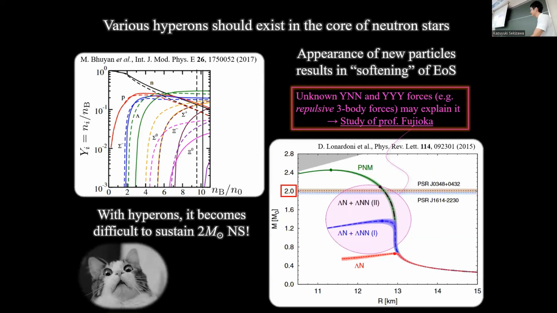And one can consider, for instance, the transition to the quark matter. And in such a case, there may be no problems with this kind of softening, but we don't know yet. So this is just an open problem.